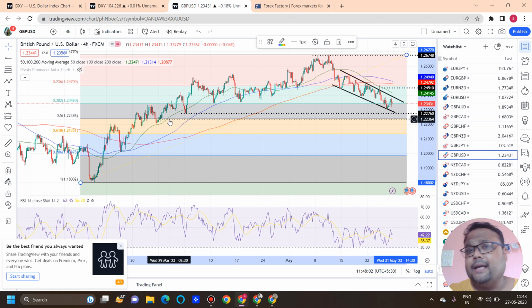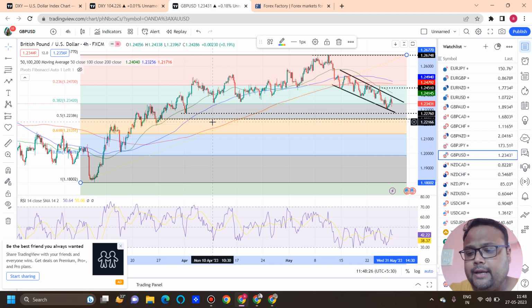I'm analyzing the market on a 4 hour time frame. You can simply switch to the 1 hour or 15 minute time frame. If the market shows any good price rejection from below, that is enough confirmation. And we are considering 1.2275 because of previous price rejection around this area. So these are the two levels where we can expect the market to bounce. If the market bounces, as I said, we can look for a buy position here.